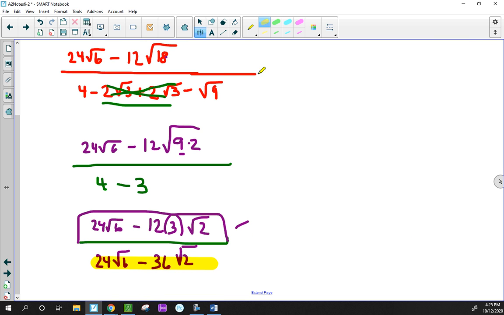Okay. Alright, so that's how you divide radicals, all kinds of different types. Just make sure that you understand those types, and then we'll try that in the practice.